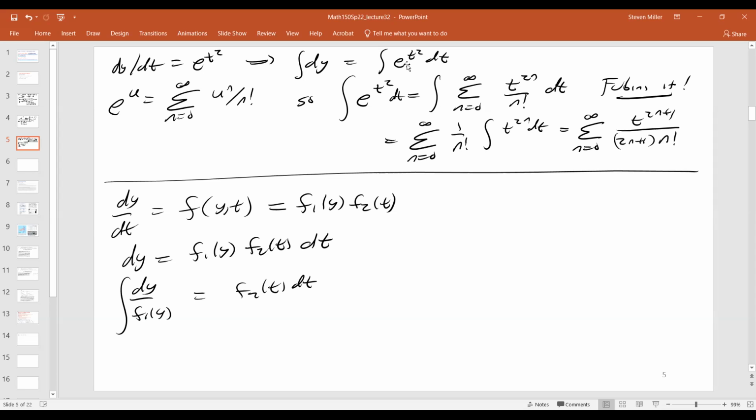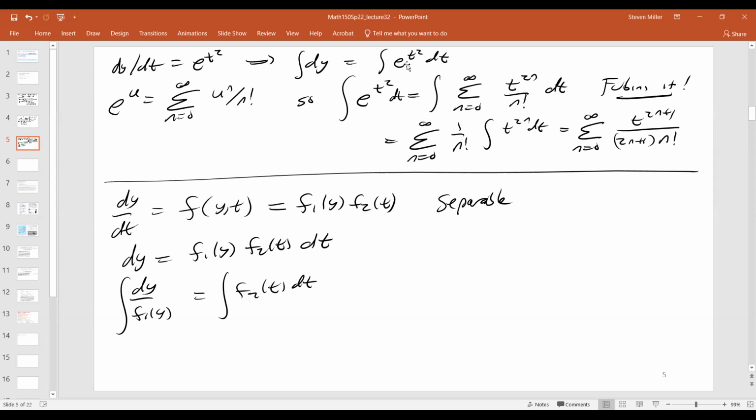And now we just integrate both sides. And so this is called a separable equation. I can separate it into a function of y times a function of t. And now it just comes down to, can I find the antiderivative of 1 over f1 of y? Can I find the antiderivative of f2 of t? If so, done, and I can solve it.